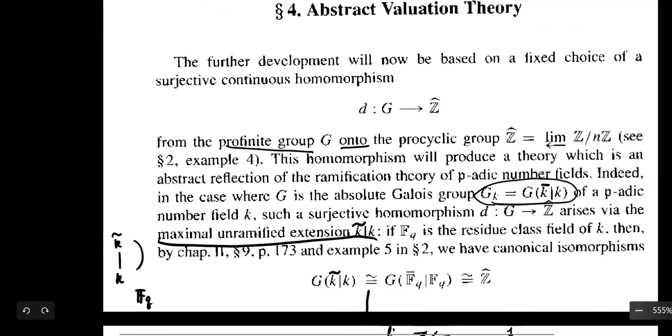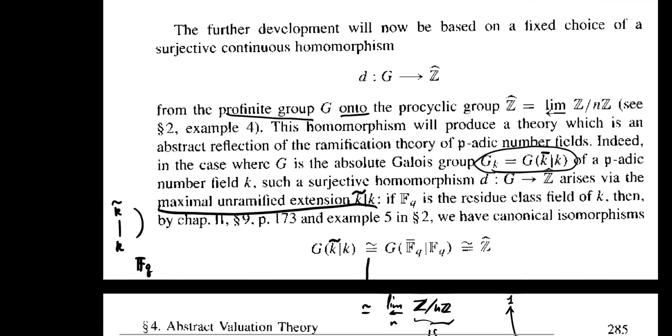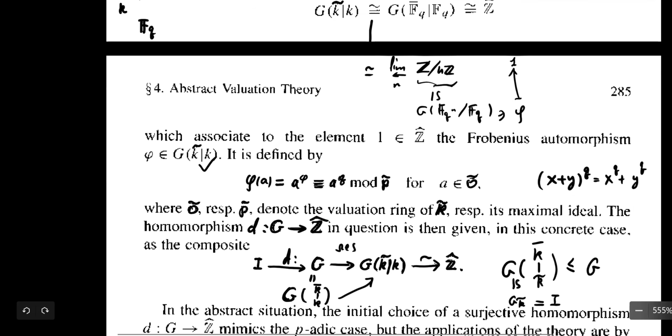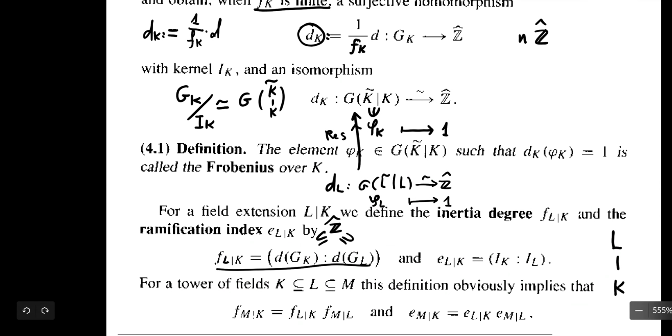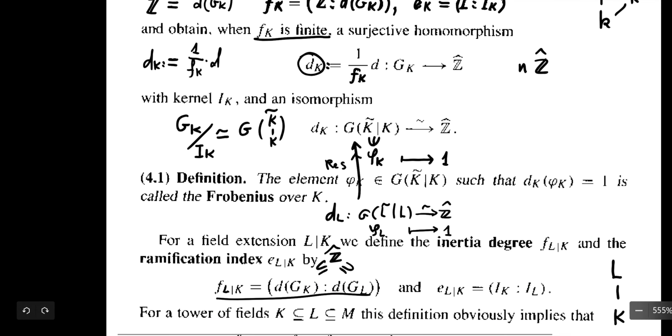We're coming back to the section on absolute valuation, abstract valuation theory. We want to look again at some notations where there is some mess, especially the notation for Frobenius.